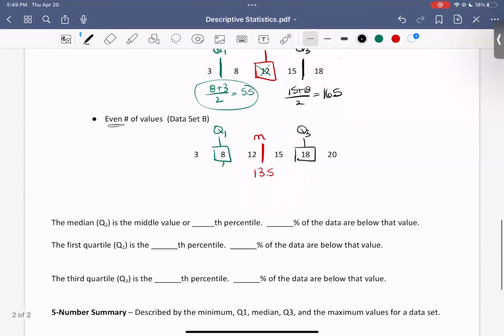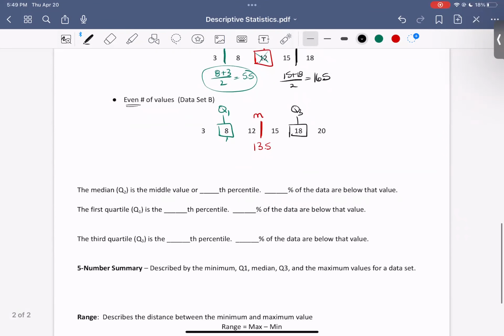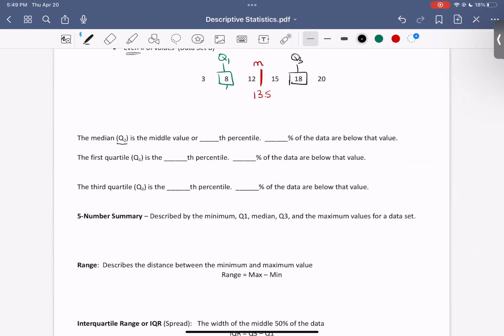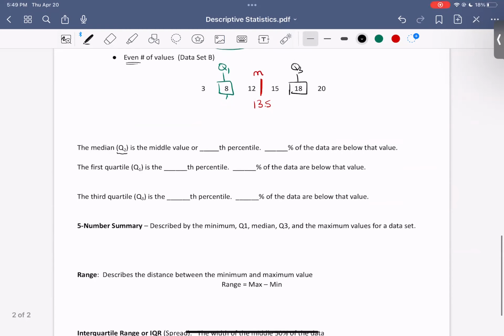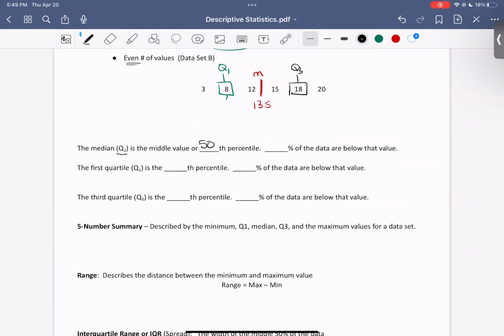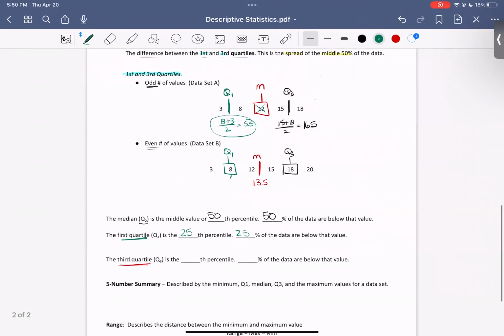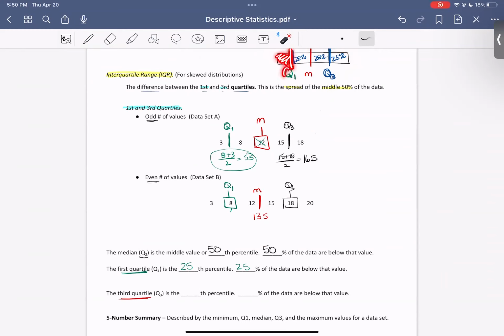All right, now let's look at a little bit of language to finish up this discussion on quartiles before we compute the interquartile range. First of all, the median, we could have called the second quartile, or Q2. It is the middle value or 50th percentile. That means 50% of the data are below that value. And similar is true with the first quartile and the third quartile. The first quartile, often denoted Q1, is the 25th percentile, and 25% of our data are below that value. We saw that in our diagram up here. 25% of the data is below Q1.